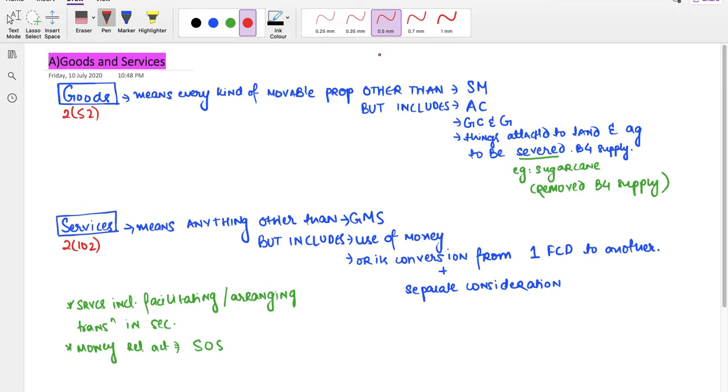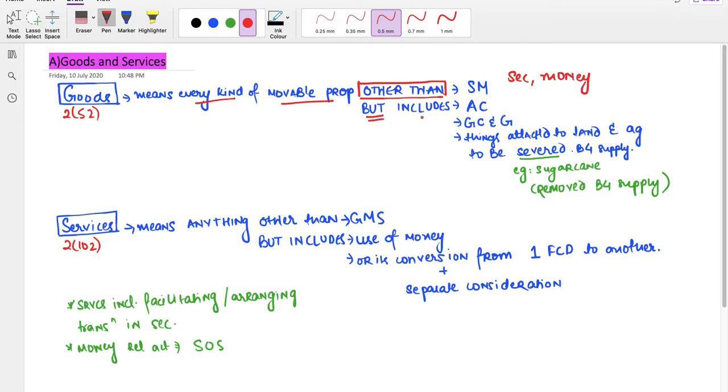Okay, so without wasting any more time, let's start with the most basic definition of goods and services. Guys, goods is defined under section 2(52) and services under section 2(102). Now goods means every kind of movable property other than SM. What is SM? Securities and money. But it includes three things: AC, GC, and G.